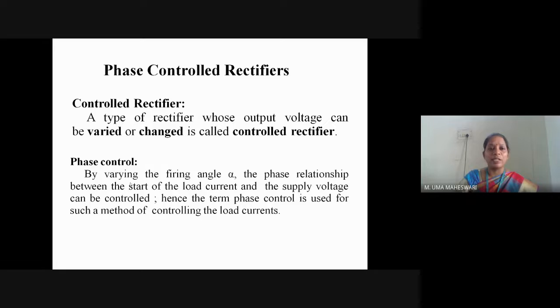Now, what is phase control? By varying the firing angle, which is represented by the term alpha, the phase relationship between the start of the load current and the supply voltage can be controlled. Hence the term phase control is used in this method of controlling the load current. By varying the delay angle or firing angle, we are able to change the relationship between the load current and the supply voltage waveform. This method of control is known as phase control.